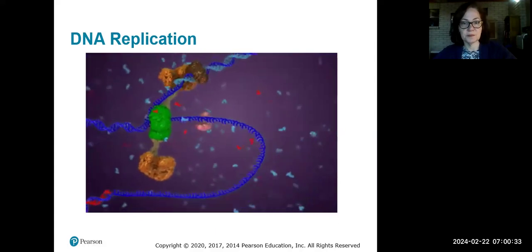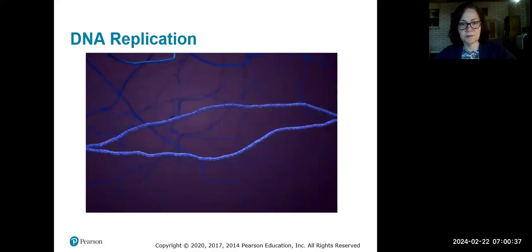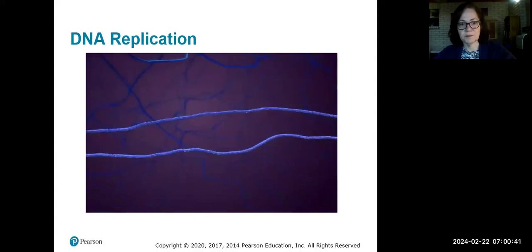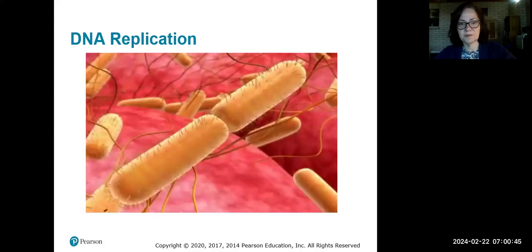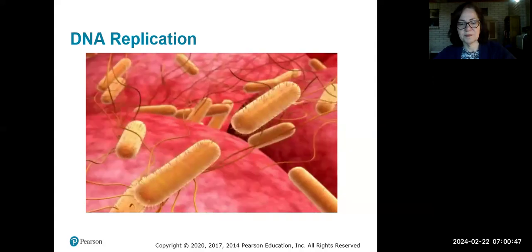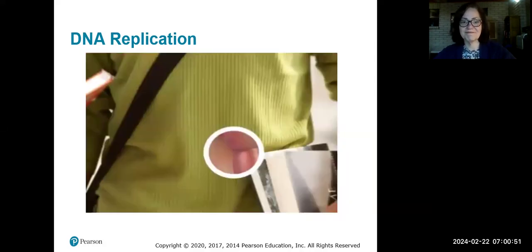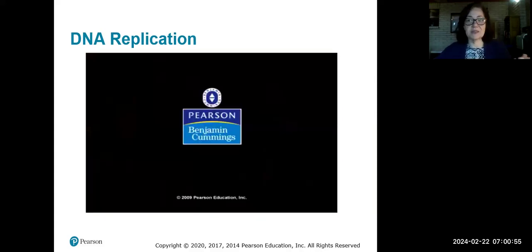Growth of the leading and lagging strands continues on both sides of the replication bubble until there are two identical DNA molecules. Although bacteria are very different from humans, the process of DNA replication in bacteria is similar to what happens in your own cells. All right, so there you have it. DNA replication, very similar in prokaryotes and eukaryotes.